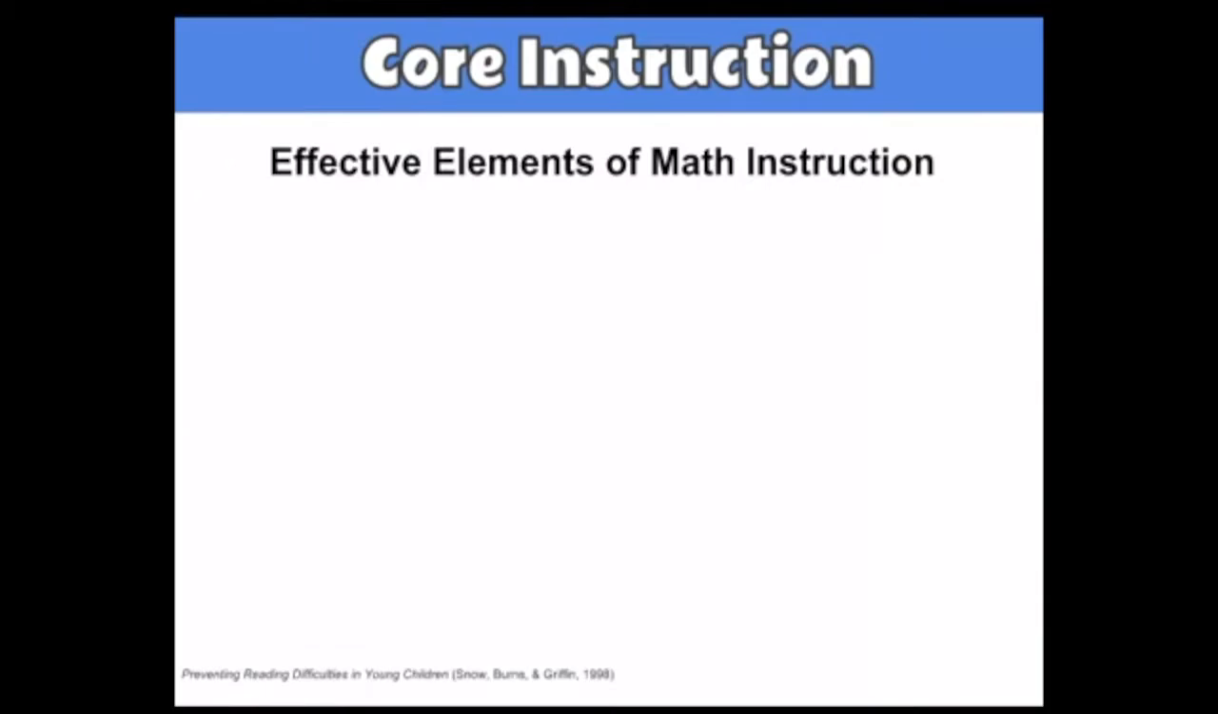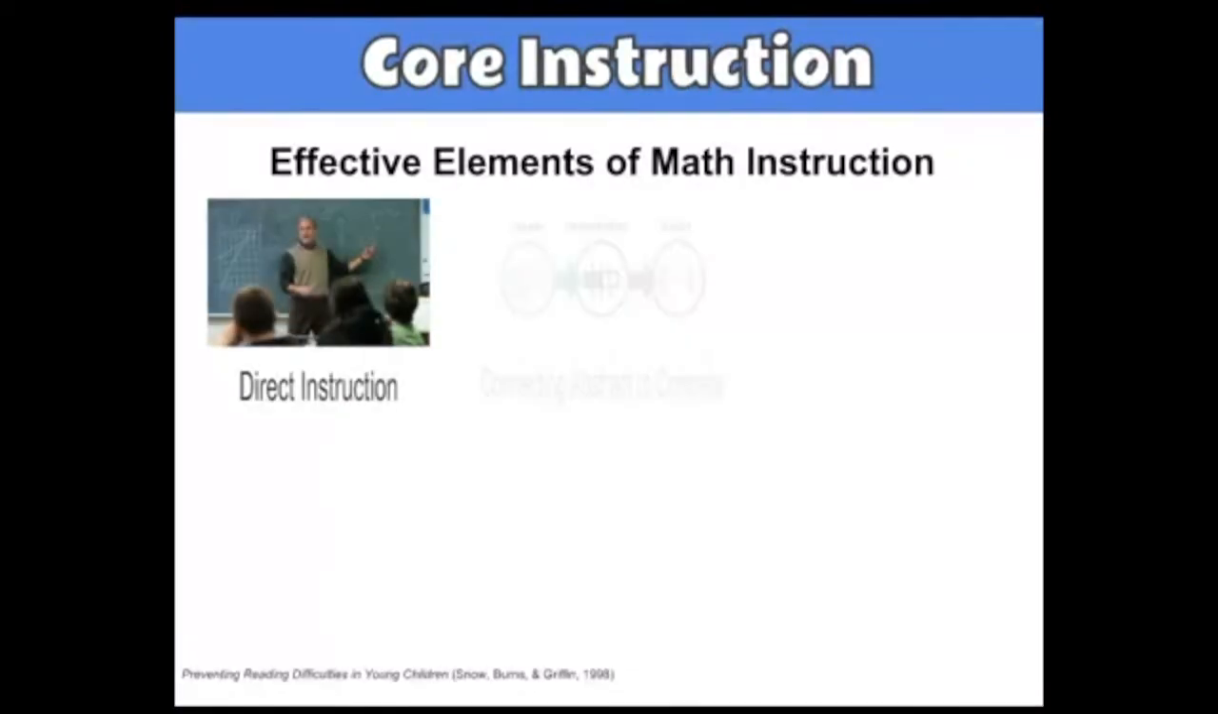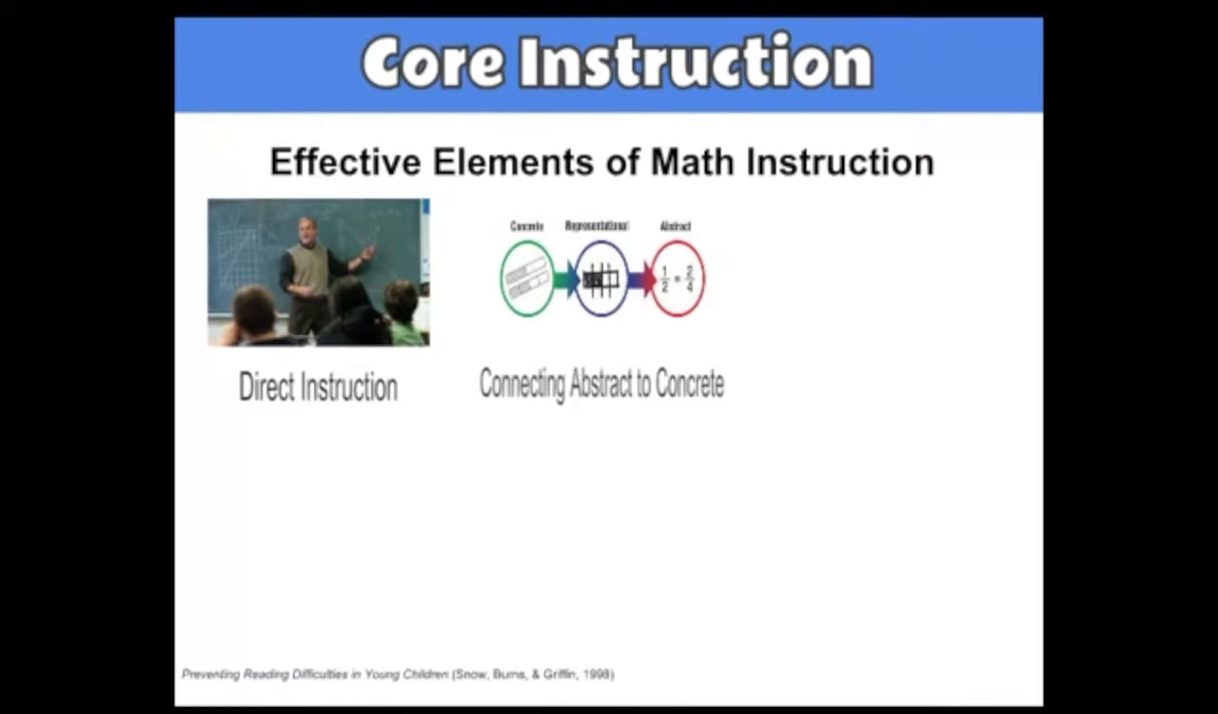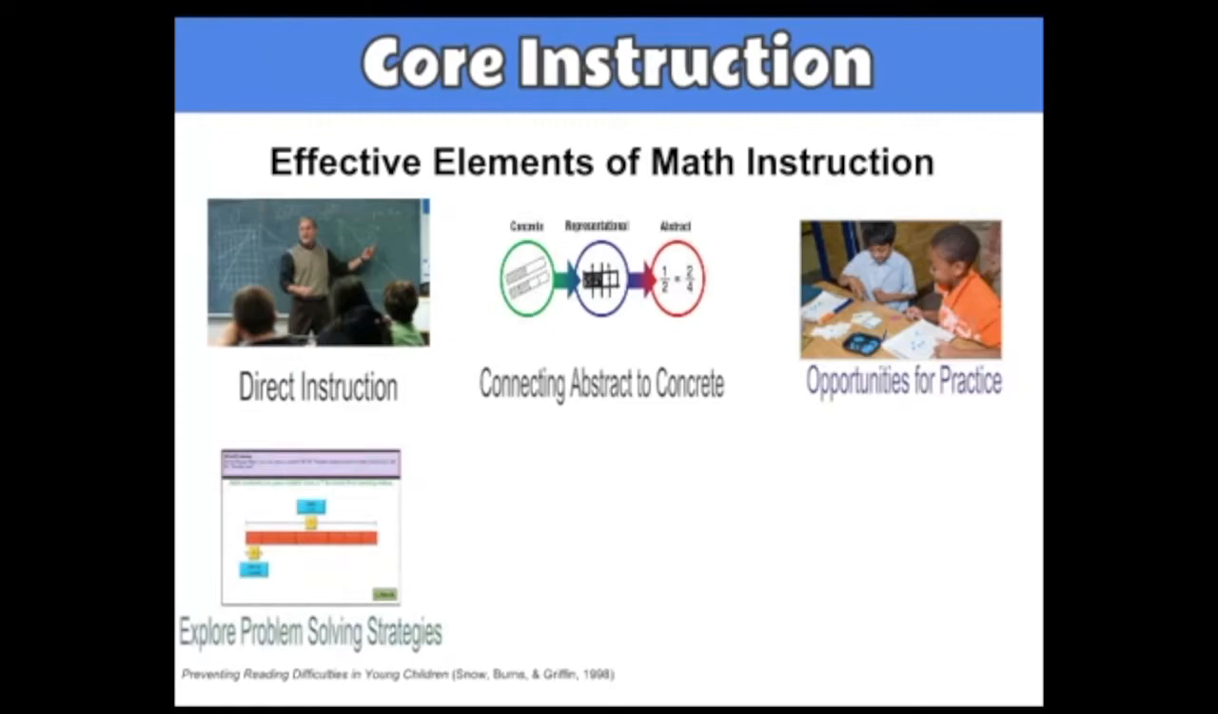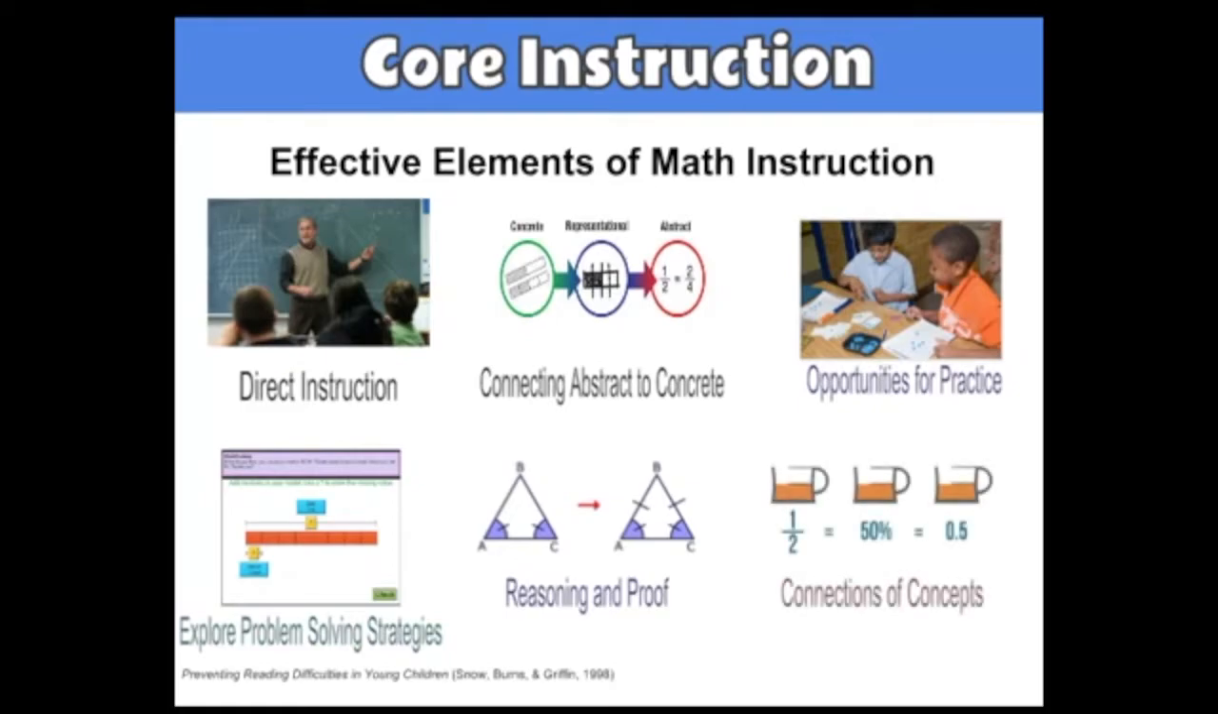And finally, essential aspects of effective math instruction include balancing direct instruction that includes connecting abstract algorithms to the concrete situations they express, with opportunities for practice and application of understanding. Also essential are opportunities to explore problem-solving strategies in a variety of math situations and topics that will allow students to use reasoning and proof, as well as make connections to other concepts to build a depth of math understanding and application.